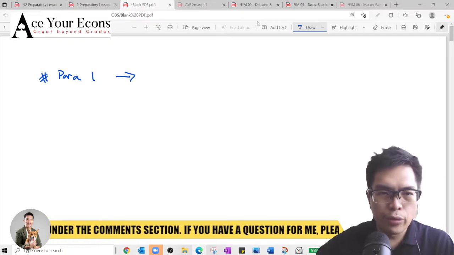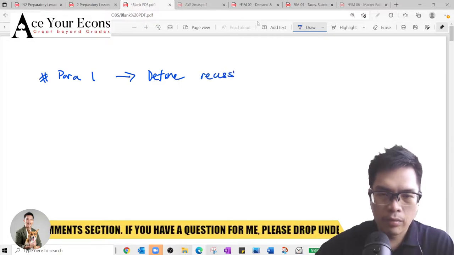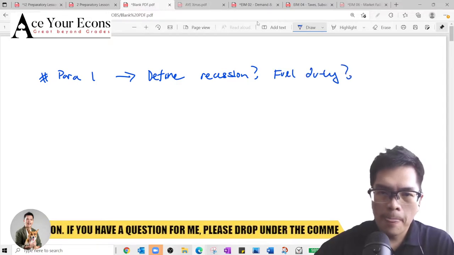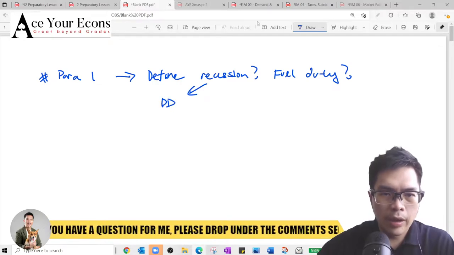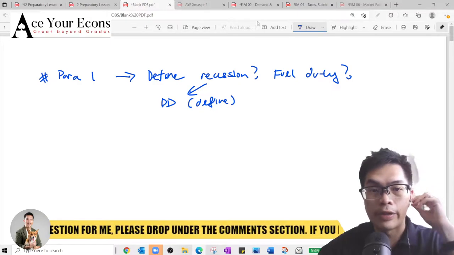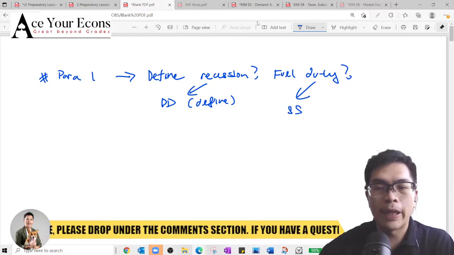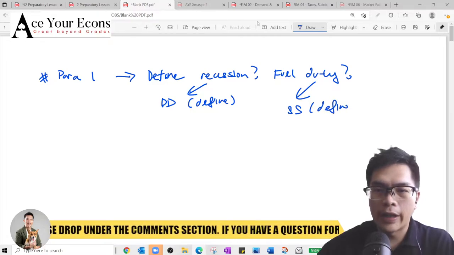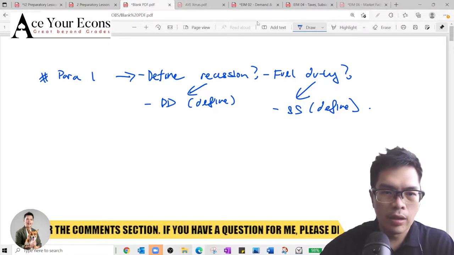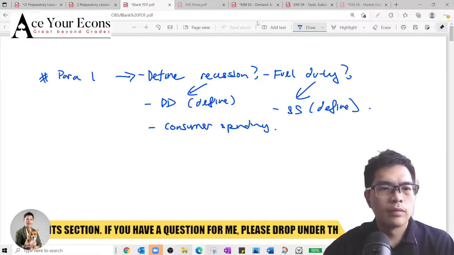I would recommend you to define all the key terms. So what is a recession? What is a fuel duty? And you need to relate this to demand. You probably need to define demand as well, if you successfully identify recession as a demand factor. You want to identify fuel duty as a supply factor. It's an indirect tax, define that as well. And you also want to define consumer spending. So I'm going to list these 5 points. So this is your paragraph one.